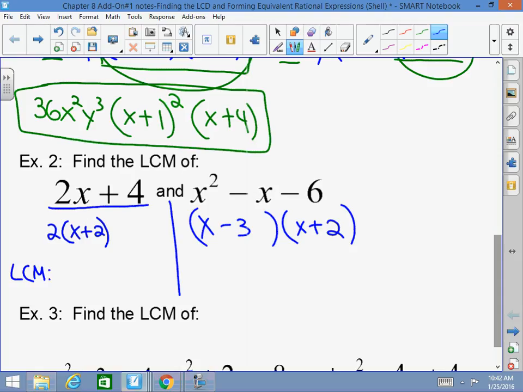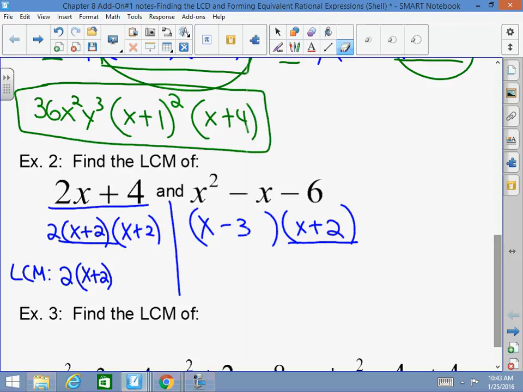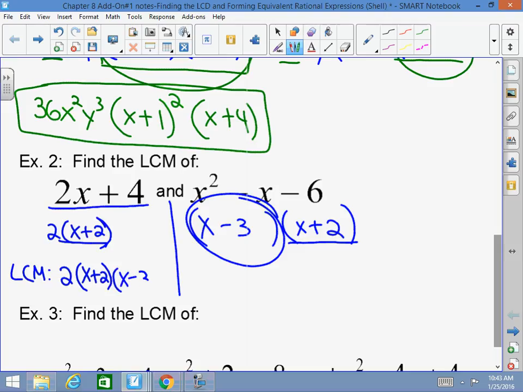Very good. I've got a 2, so I need a 2 there. And then I have an x plus 2. And no, not squared. I have 1 x plus 2 here. I got 1 x plus 2 here. I don't have 2 in either one of them. If I had 2 x plus 2s here, then it would be squared. But I only have 1 in both, so I only have 1 in my LCM. And then I also have an x minus 3, right? So an x minus 3 is also part of my LCM.